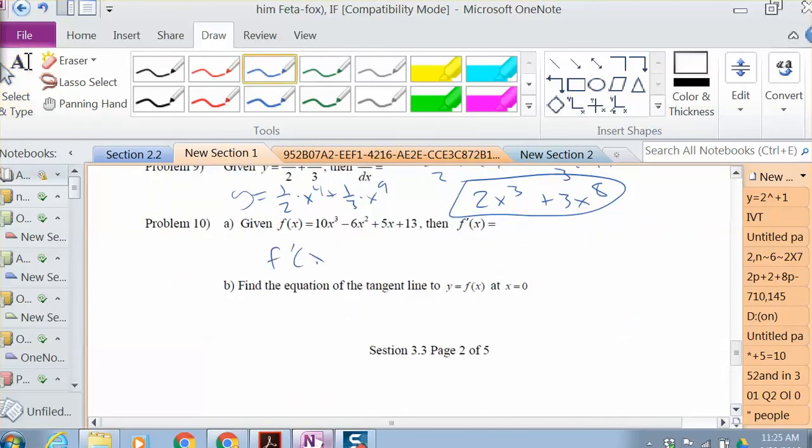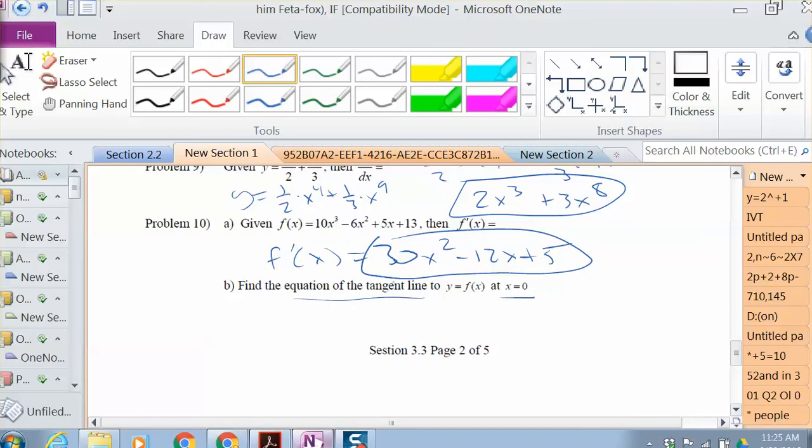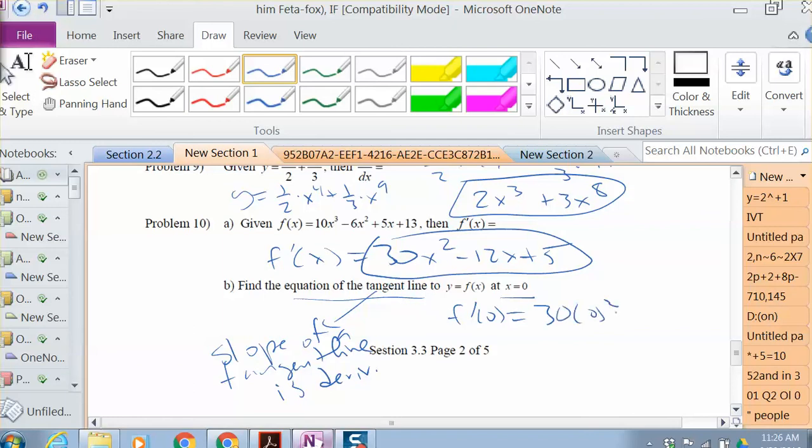So the derivative for number 10 will be 30x^2 minus 12x plus 5. Very nice. Now if you're asked to find the equation of the tangent line to this function at x equals 0, remember the slope of a tangent line is the derivative, right? So we'll just do that. I'm going to plug 0 into my derivative function. So apparently the slope of the tangent at x equals 0 is going to be 5.